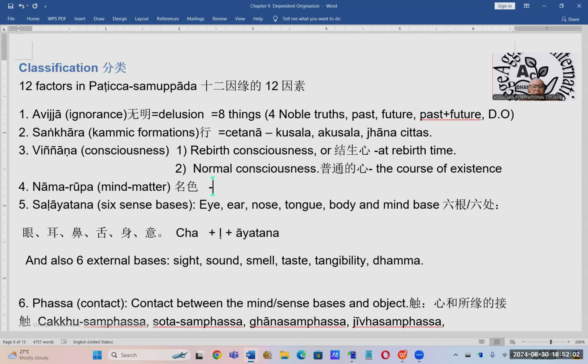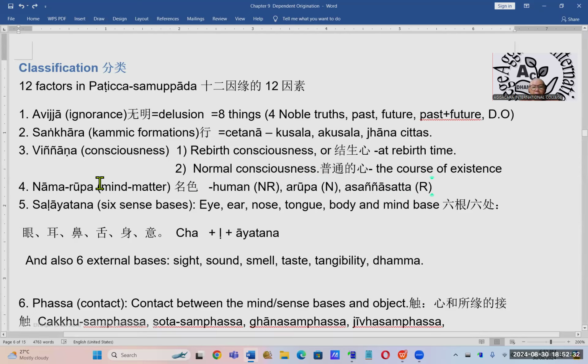If you are born in, for example, the human world, you have nama-rupa. But if you are born in the arupa world, you have nama but you don't have the rupa. And if you are born as an asanya sata, the one without mind, it only has the rupa. So not all the time do we get nama-rupa. It's only generally. Here we are talking about rebirth consciousness producing nama-rupa, but according to circumstances, not all the nama-rupa will appear. Sometimes nama-rupa, rupa only, or nama only.